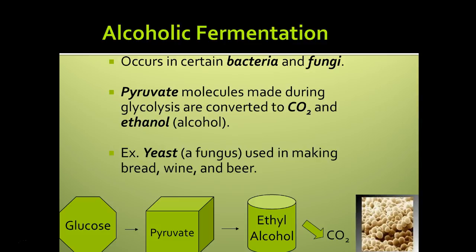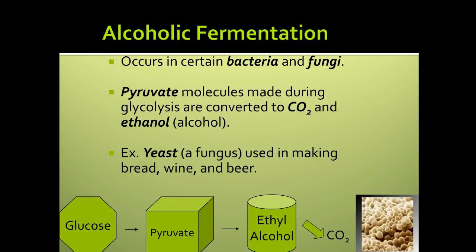All right, the other kind of fermentation is called alcoholic fermentation. This does not occur in our muscles. This occurs by organisms shown in this picture here. Those are yeast cells. So yeast is a type of fungus. It's a unicellular fungus. Now, certain bacteria can also do this. So in alcoholic fermentation, the pyruvate molecules, those are the inputs made from glycolysis, are converted into two products, carbon dioxide and ethyl alcohol, or ethanol.